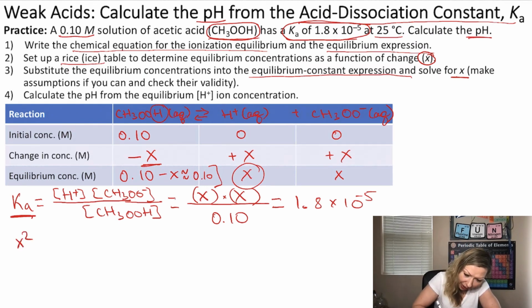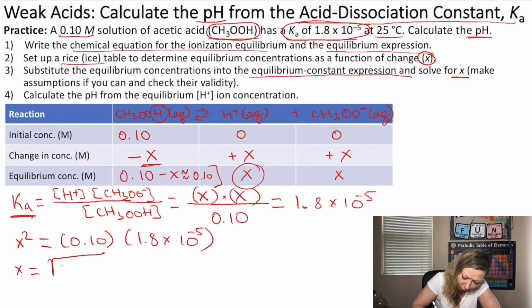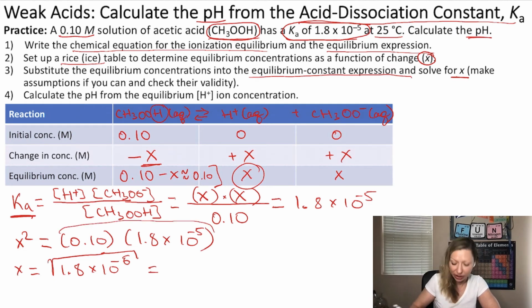So x squared, right, x times x is x squared, equals 0.10 multiplied by 1.8 times 10 to the negative fifth. And from here, x equals the square root of 1.8 times 10 to the negative sixth, right? This multiplication from here. And if you do this calculation, you are going to end up with 1.3 times 10 to the negative 3, which is the hydrogen ion concentration.